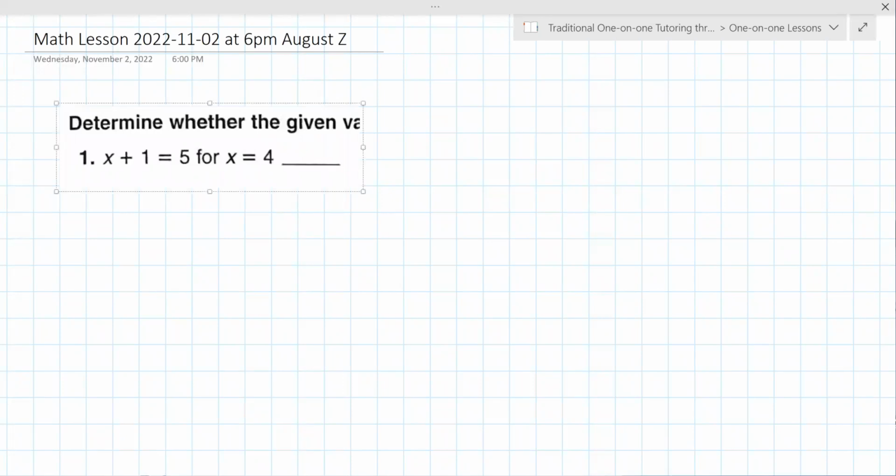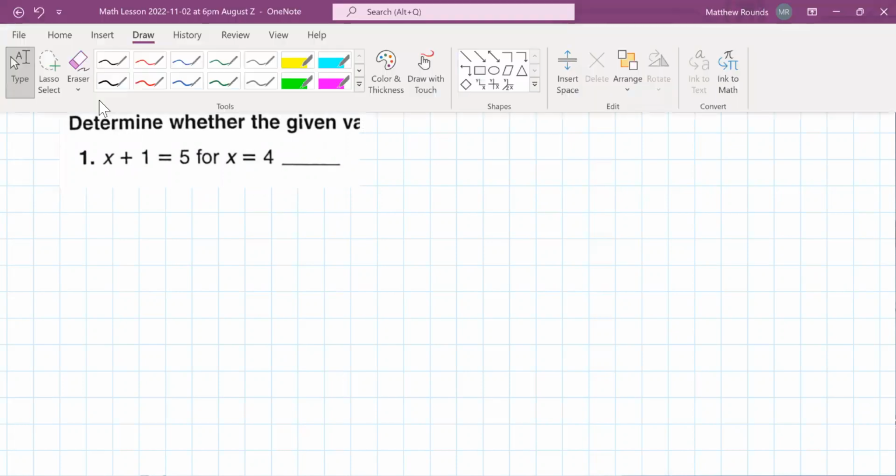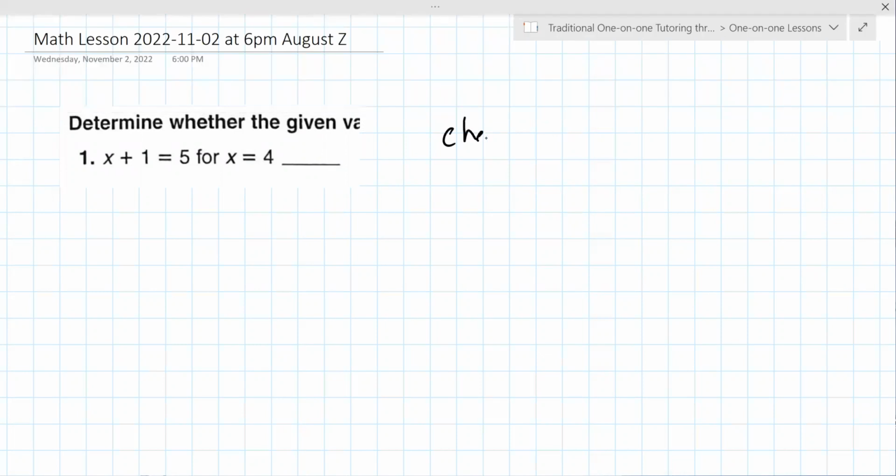Does determine whether the given value of the variable is a solution. Basically, this is the check that we've been doing. You have to put that number in for x, and you're asking yourself, is the 4 plus 1 the same as 5? Does 5 equal 5? Yes, it does.